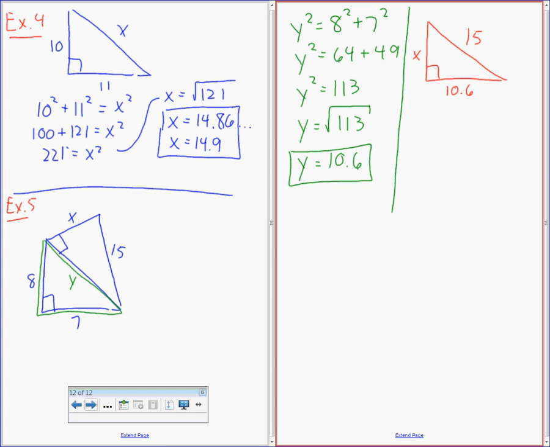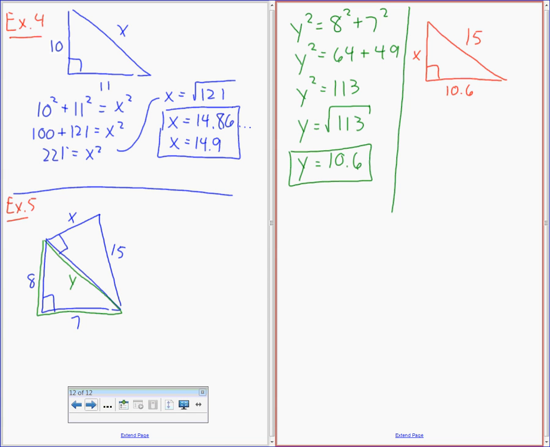Okay, so can I get a brave volunteer telling me how to solve for x? Oh goodness, only 4 people in the whole class know. This is ridiculous. Nick, go. So when you do x squared equals 10.6 squared plus 15 squared.